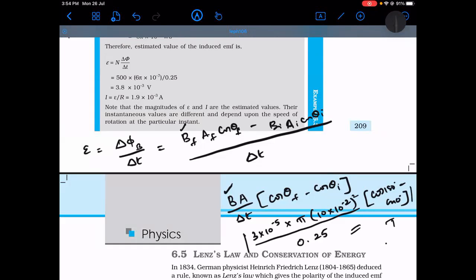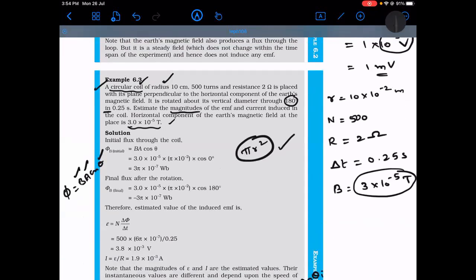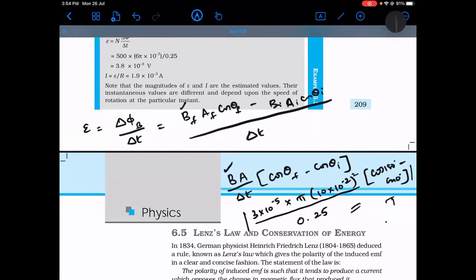Why are we taking modulus? Because they asked only the magnitude. Please note down. And the calculation part alone, I'm leaving it.